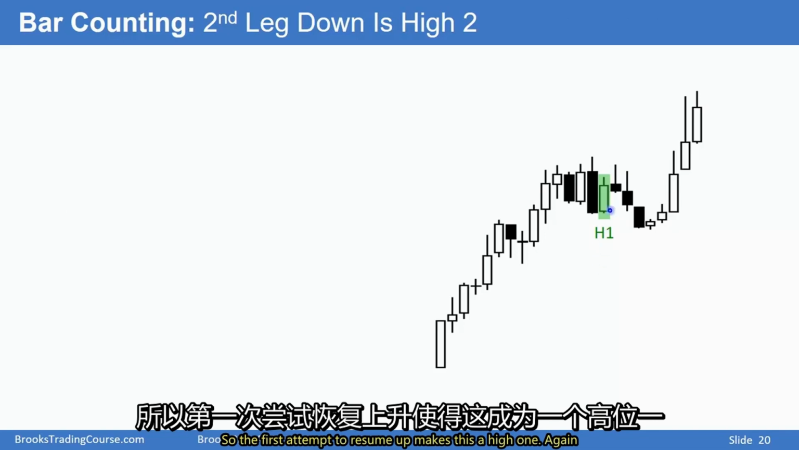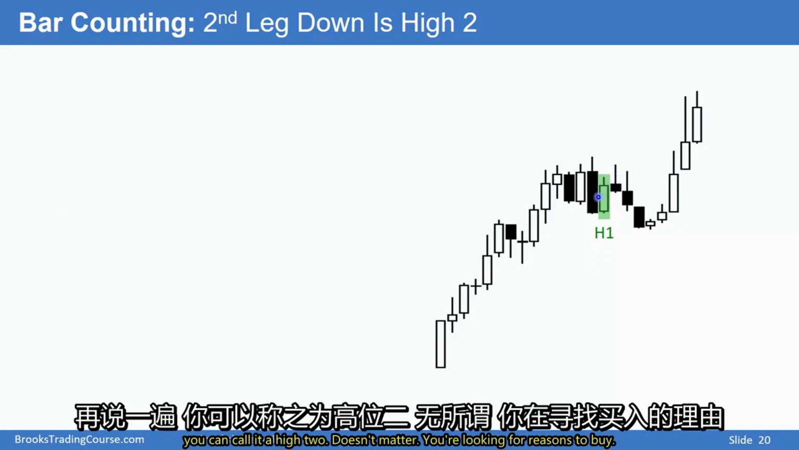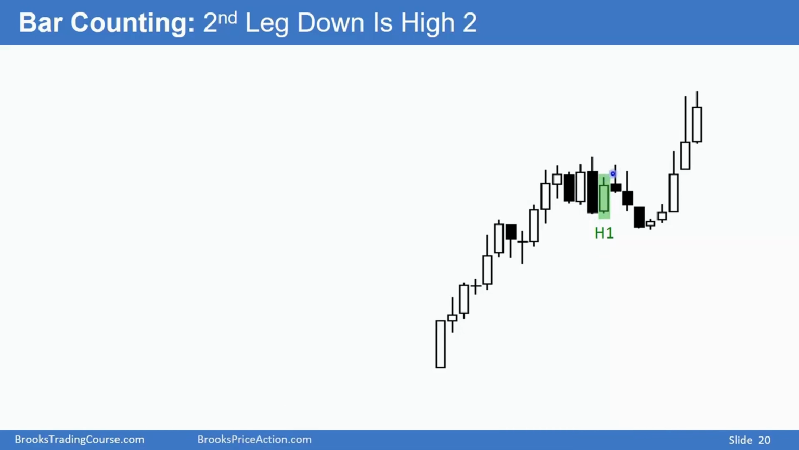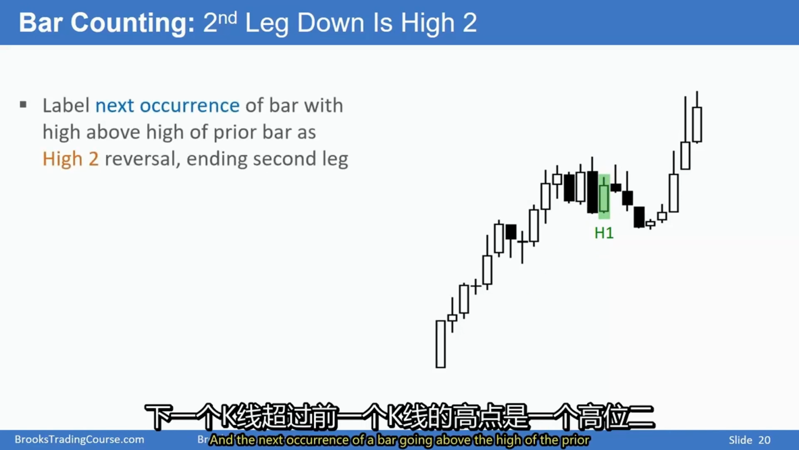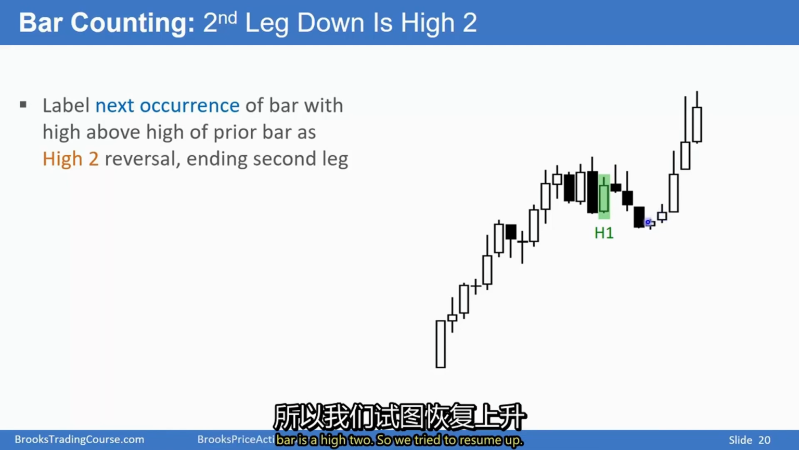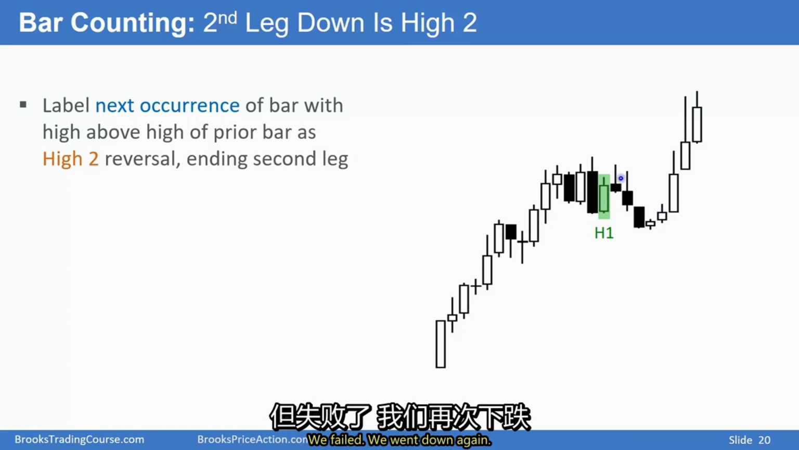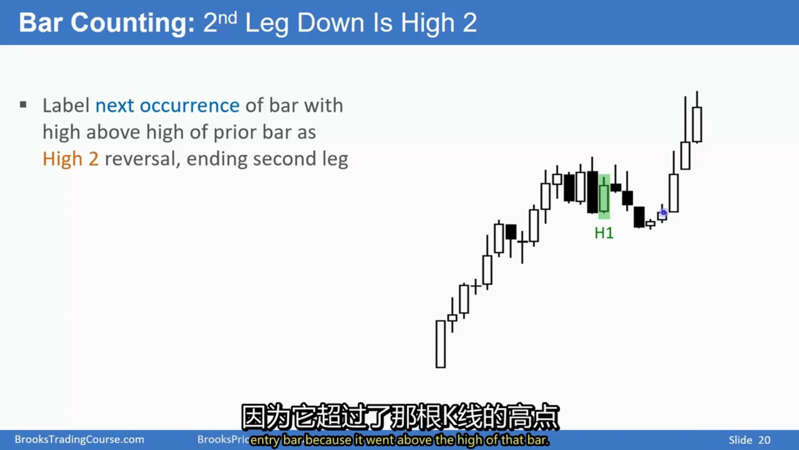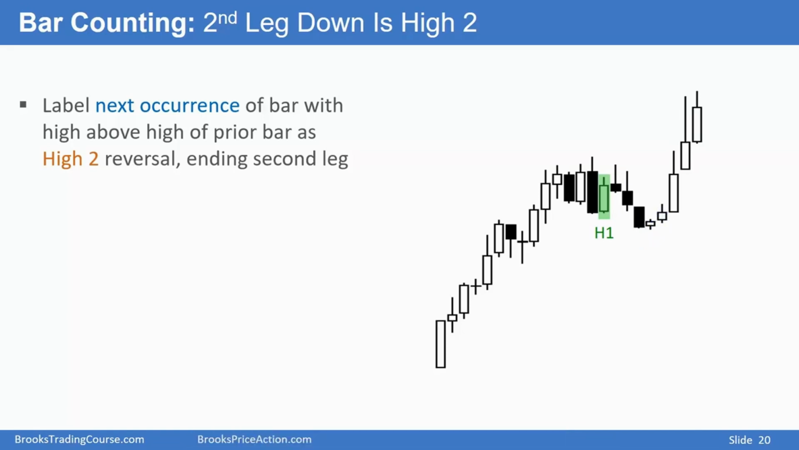So the first attempt to resume up makes this a high 1. Again, you could call it a high 2. Doesn't matter. You're looking for reasons to buy. Let's say we got a new high, a pullback, so a high 1 buy. And the next occurrence of a bar going above the high of the prior bar is a high 2. So we tried to resume up, we failed. We went down again. And this becomes a high 2 buy signal bar, and this becomes a high 2 entry bar because it went above the high of that bar.